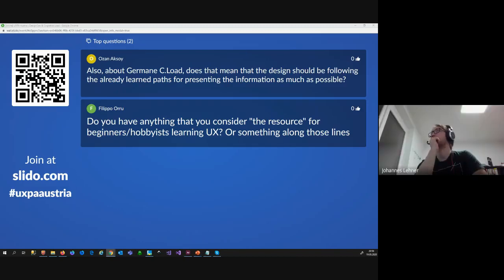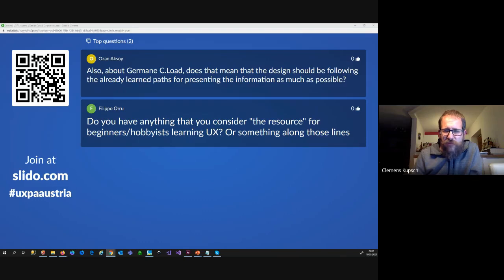Okay, thank you. So another question by Ozan, also about the germane cognitive load. Does that mean that the design should be following the already learned path for presenting the information as much as possible? I think it's somehow about already learned design, but maybe you can answer that better than me. I'm not sure if I understand it right, so please correct me if I'm wrong here. If you mean that the user has a mental model or is used to some sort of presentation of some sort of information, then yes, we should follow it. That's why we do research, and that's why we try to find our target group or the people we try to approach with our product or the website or whatever.